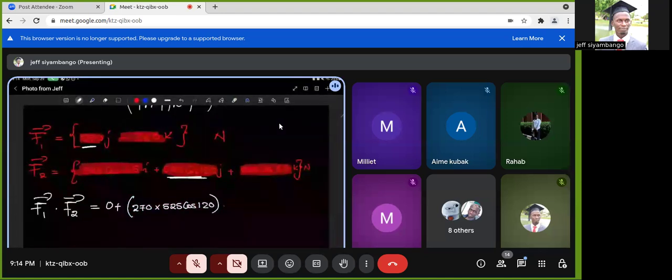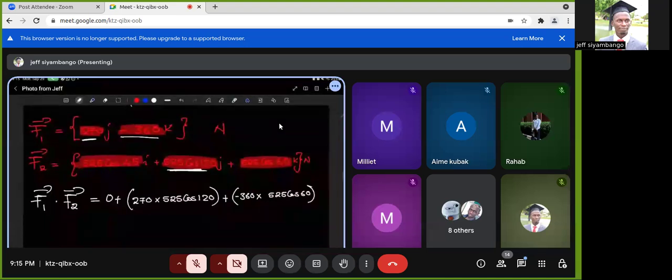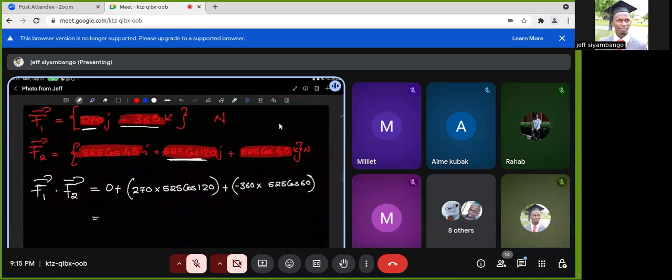Next, the z part. From the z part, this is negative 360, multiplying 525 cos 60. So when we evaluate this, what are we going to get? Let me also evaluate it so that we don't have a debate again. So please make sure your calculator agrees with what we're going to get here. Press whatever button you have to press till it works.